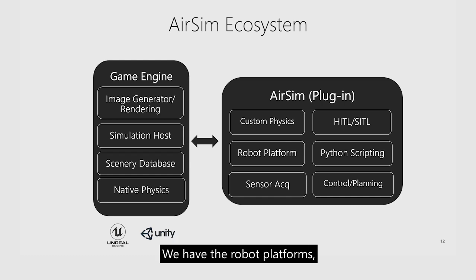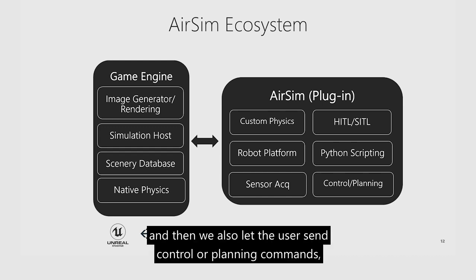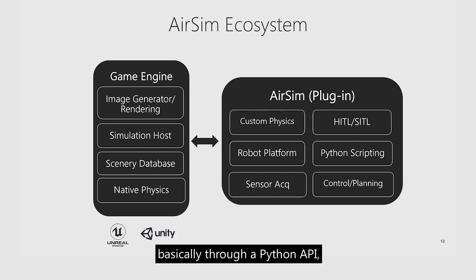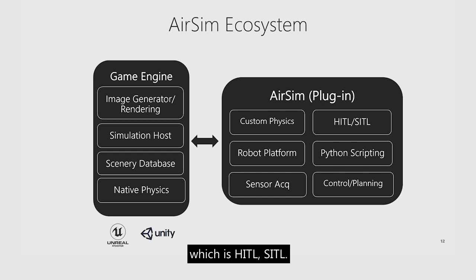We have the robot platforms, which are either a car or a drone. We have the ability to acquire data from sensors. And then we also let users send control or planning commands through a Python API, which is easy to start with. And on the top left, I have a mention of hardware in the loop or software in the loop, which is HITL or SITL.